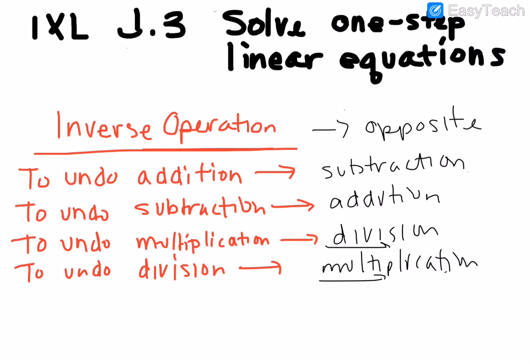We're going to start off with the term inverse operation, and inverse just means opposite. It's something to undo. So in order to undo addition, hopefully you guys remember this already, it is subtraction. And in order to undo subtraction, we use addition. And in order to undo multiplication, we use division. And in order to undo division, we use multiplication. So if you notice, these two undo each other here.